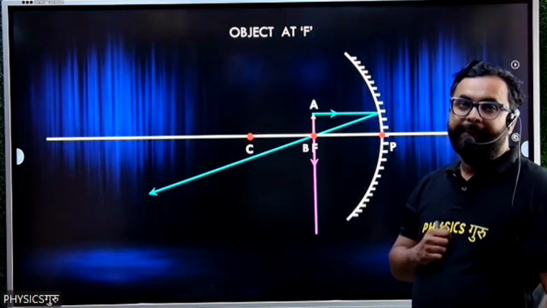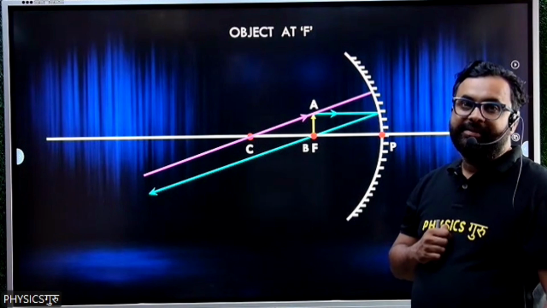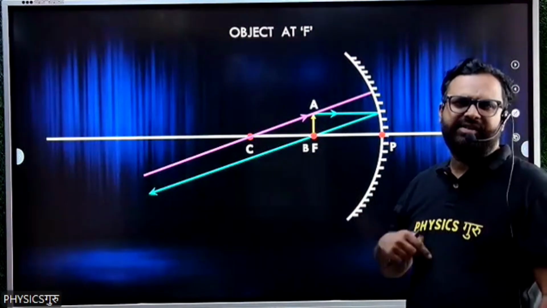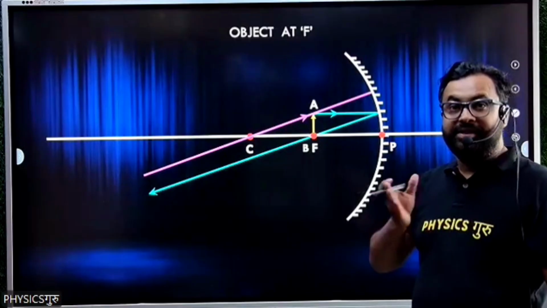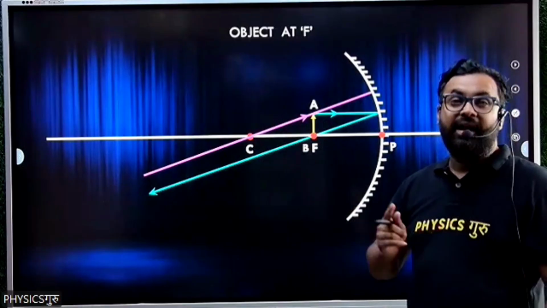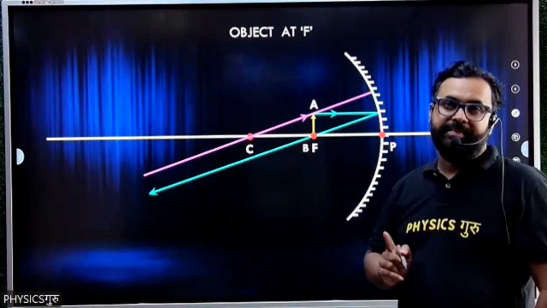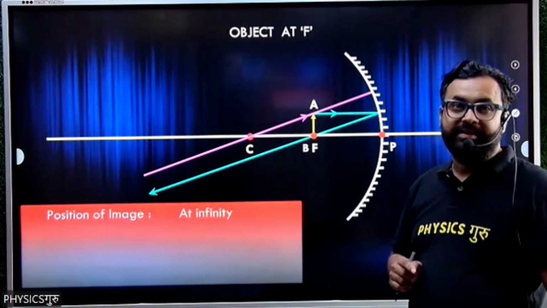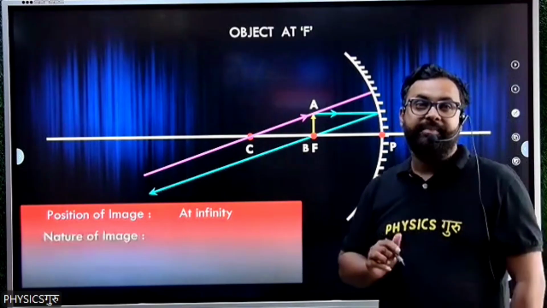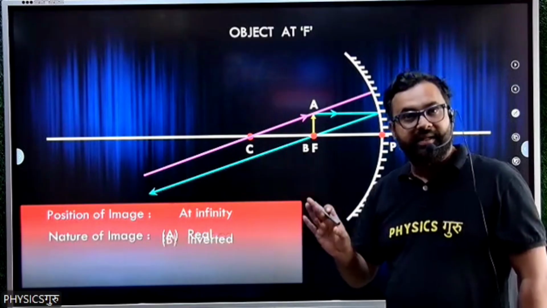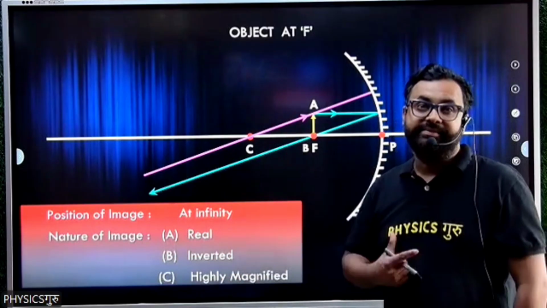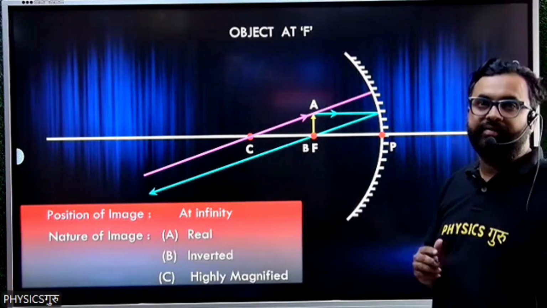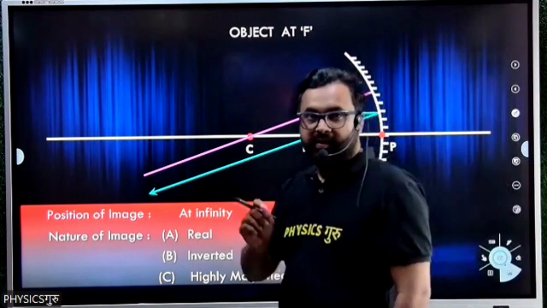Step number 2, you need to pass a light ray from the center of curvature. As we already studied in rule number 3, when you incident a light ray from the center of curvature, after reflection it retraces its own path. Clear? So image is formed at infinity. Nature: real, inverted, and highly magnified. Clear? Now draw this case.